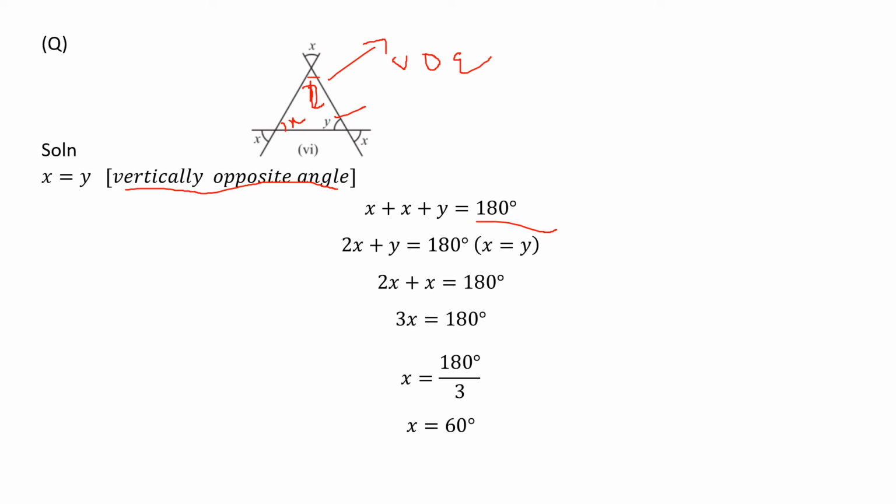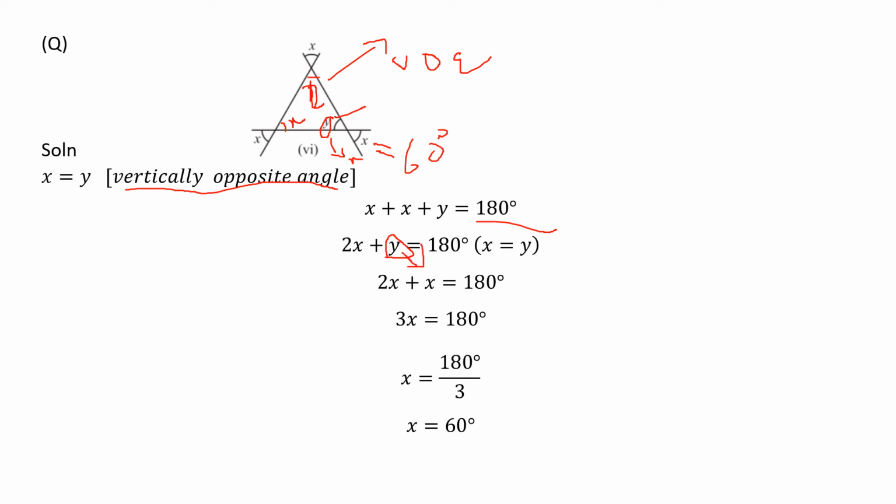Now we want to make this y also x, because then only we can do the calculation. So opposite angles are equal. For example, if this x is equal to 60 degrees, then surely y also will be equal to 60 degrees, because opposite angles are equal. So we can write this y as x, because vertically opposite angles are equal.